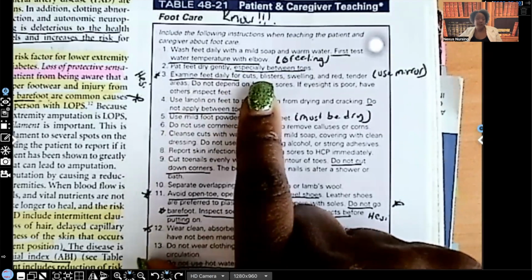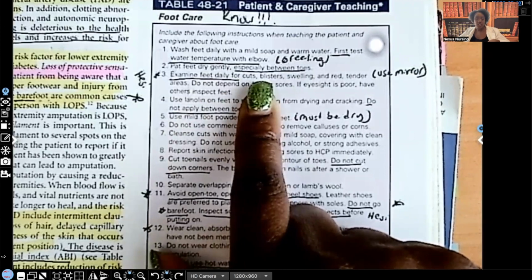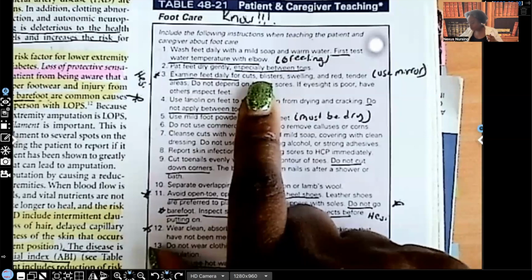We want to keep the feet moisturized because if the feet are dry, it can cause cracking. Cracking can cause what? Opening of the skin where bacteria can come in. So we want the feet to be moisturized, right? But not between the toes, because if we keep lotion between the toes and we don't wipe it, that can cause ulceration because there's no ventilation between the toes, all right?